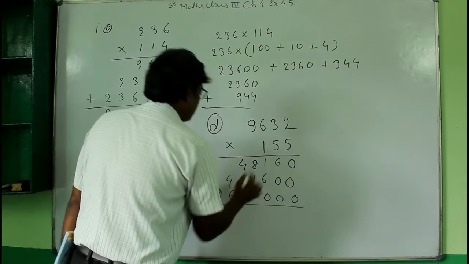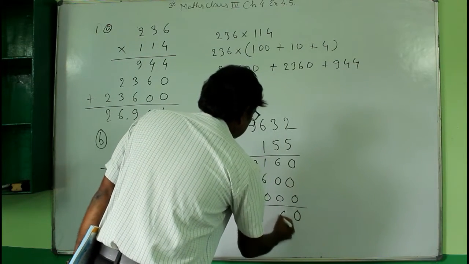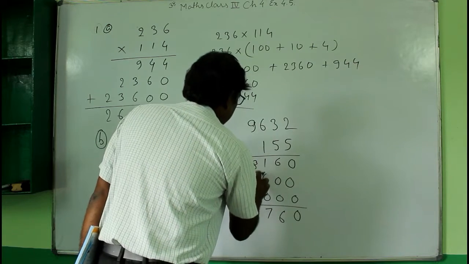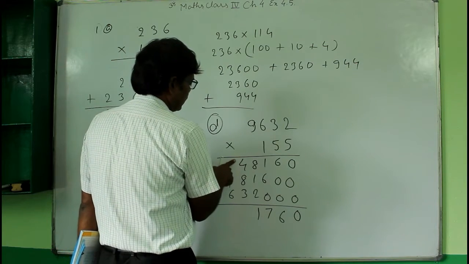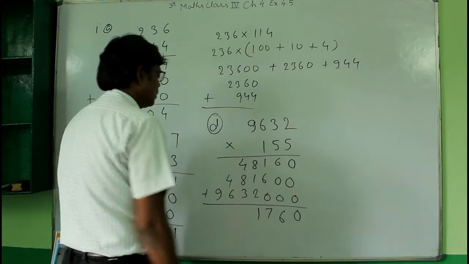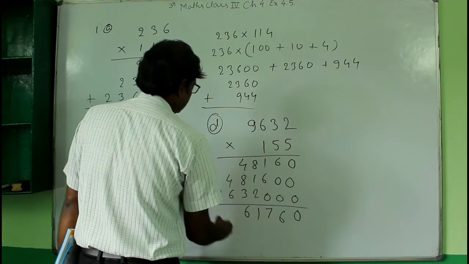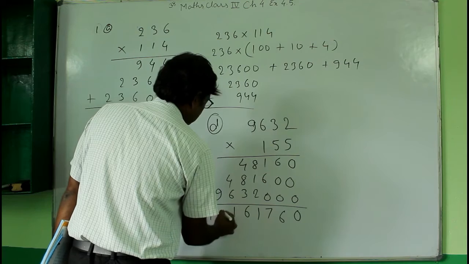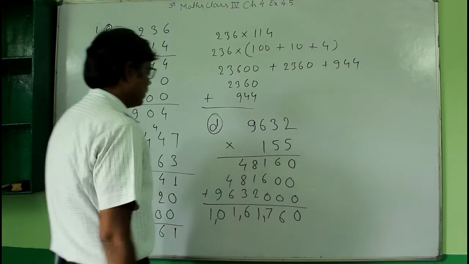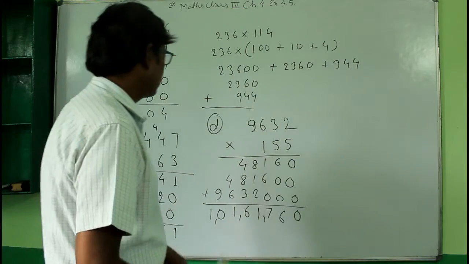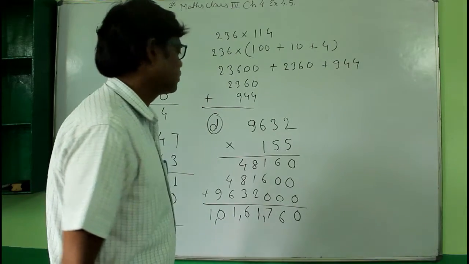Then add all these numbers. So you have here 0 0 0, 6 plus 1 is 7, 8 plus 1 is 9, 9 plus 2 is 11. Then carry 1 here, 4 plus 1 is 5, 8 plus 5 is 13, 14 plus 3 is 16, and then carry 1, 4 plus 1 is 5, and 6 plus 5 is 11 here, and 9 plus 1 is 10. So the answer is 1 crore 61 lakh 766. So this is the answer of this question.